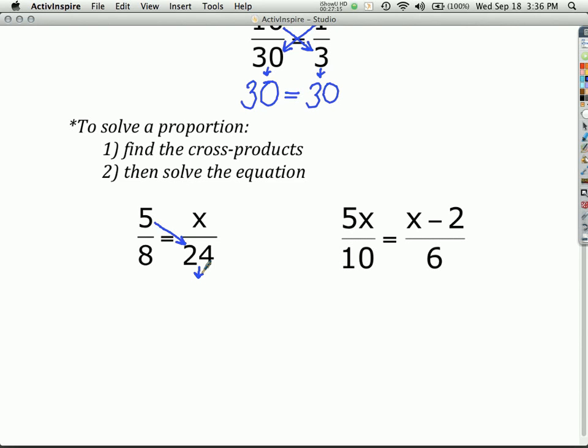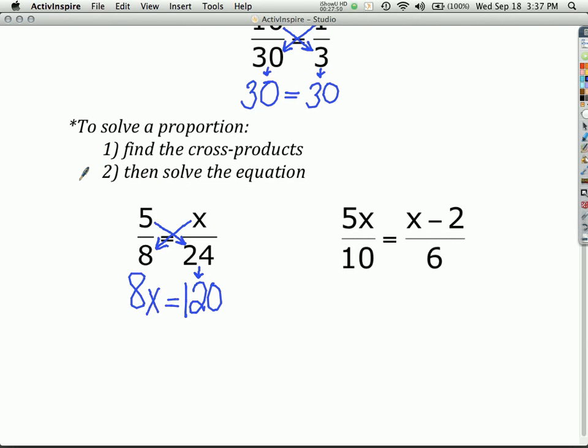Close. Valerie? 120. So that's 120. Now the other cross product, x times 8. What do we get when we multiply those two together? Matthew? 8x. Very good. 8x equals 120. Now we have an equation, and then we can solve it. We're not going to solve that one right now. I'm just demonstrating how to do step 1.